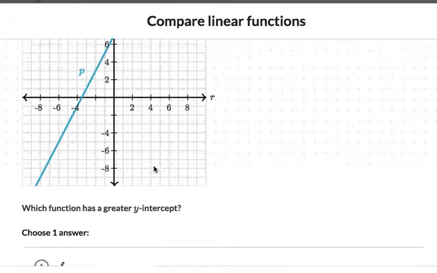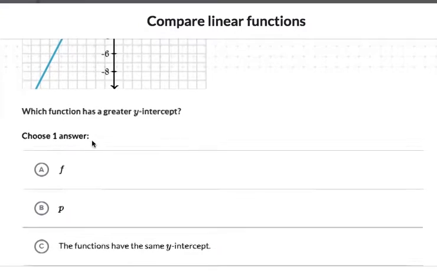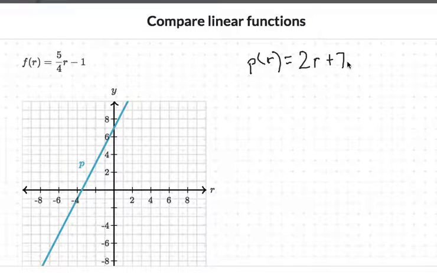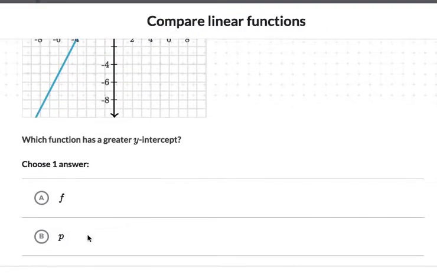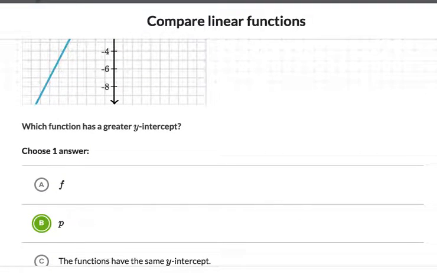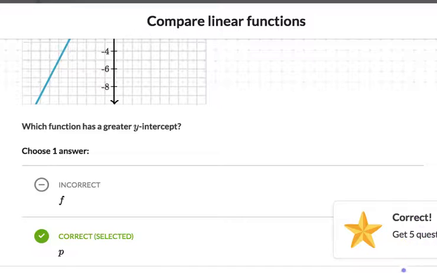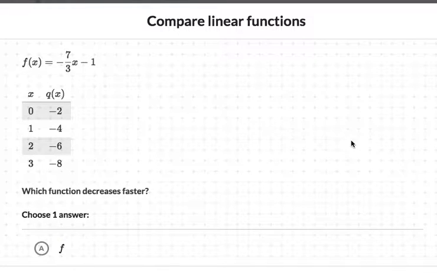So we're being asked a couple of things. Which function has the greater y-intercept? And we can see right here that's a simple one. The function p has the greater y-intercept. So just compare the two functions first of all, and then see what you can answer about them. Let's look at a few more questions here.